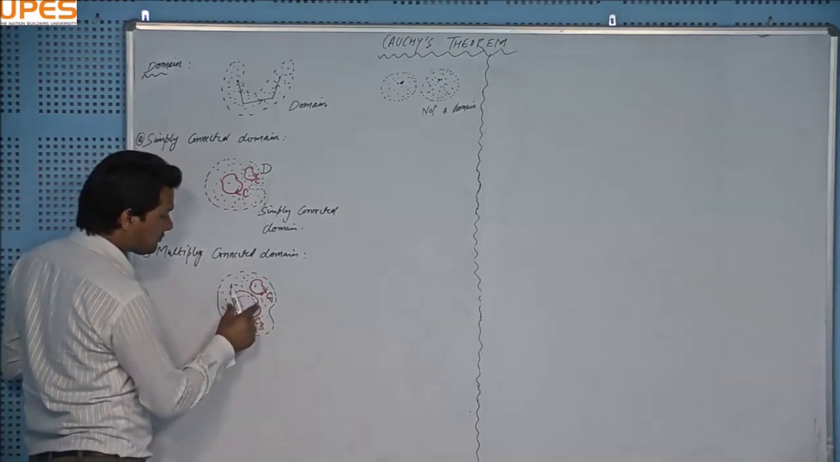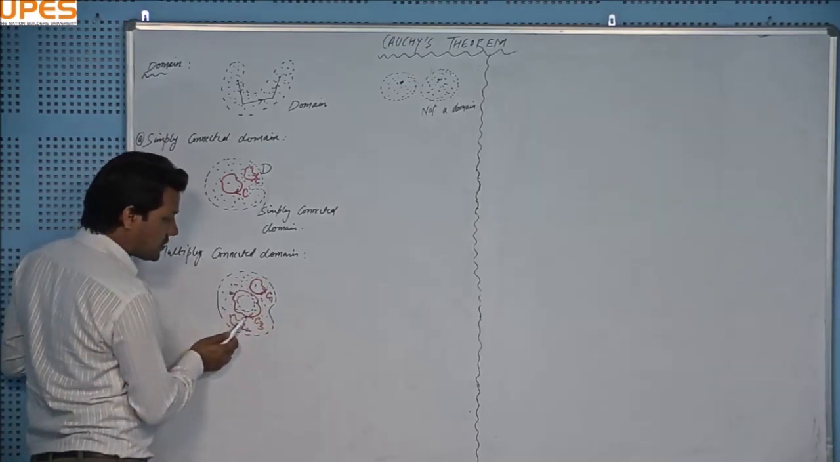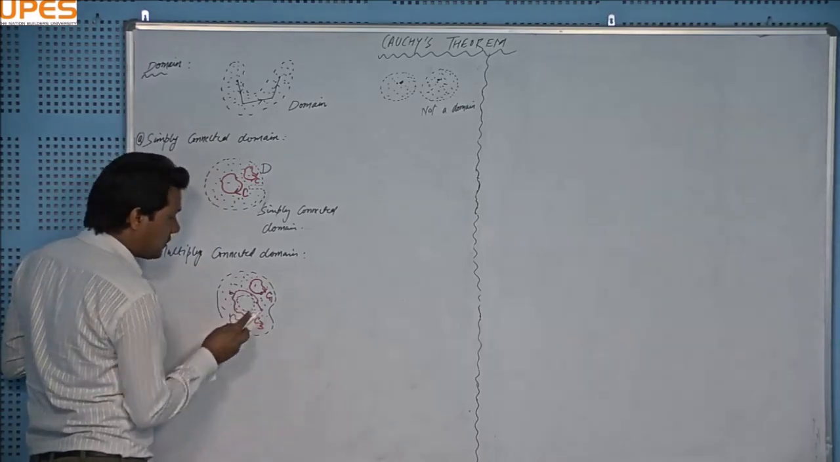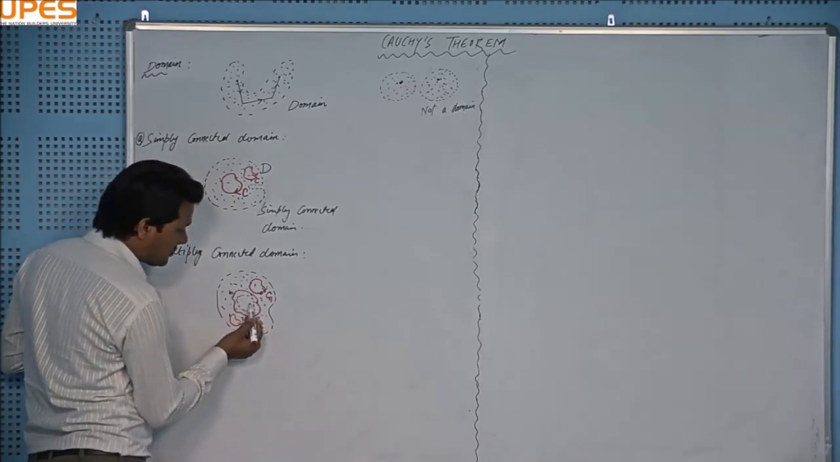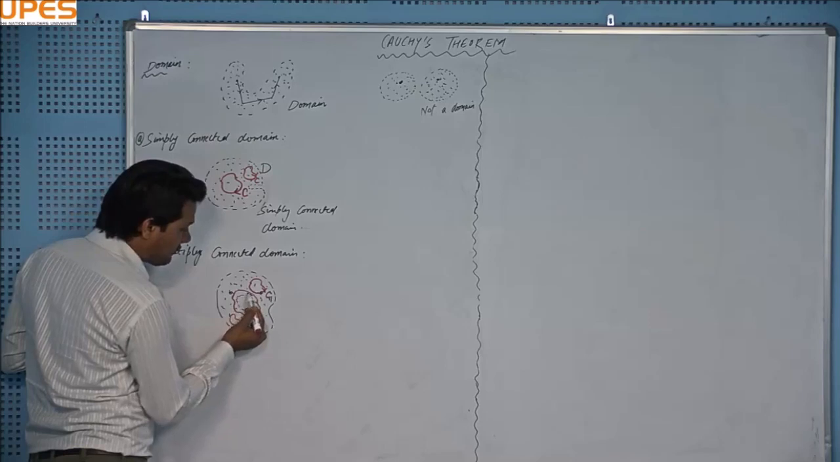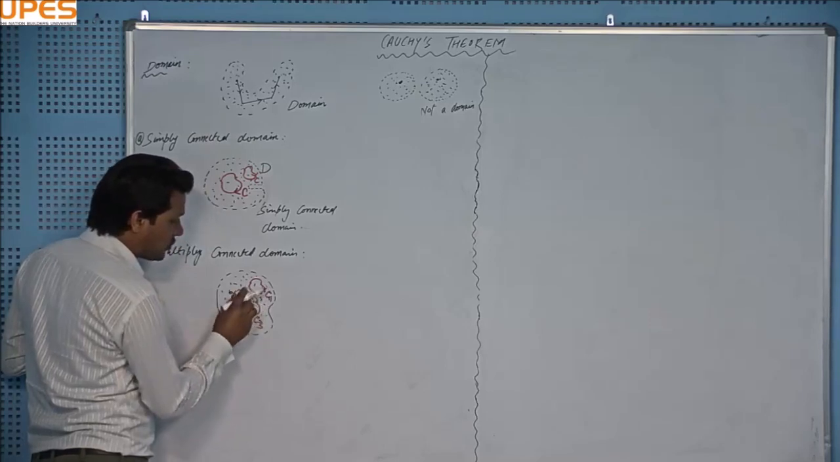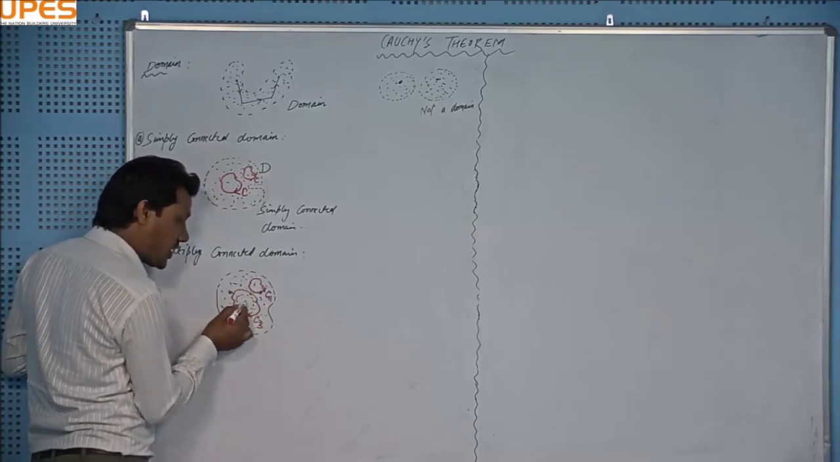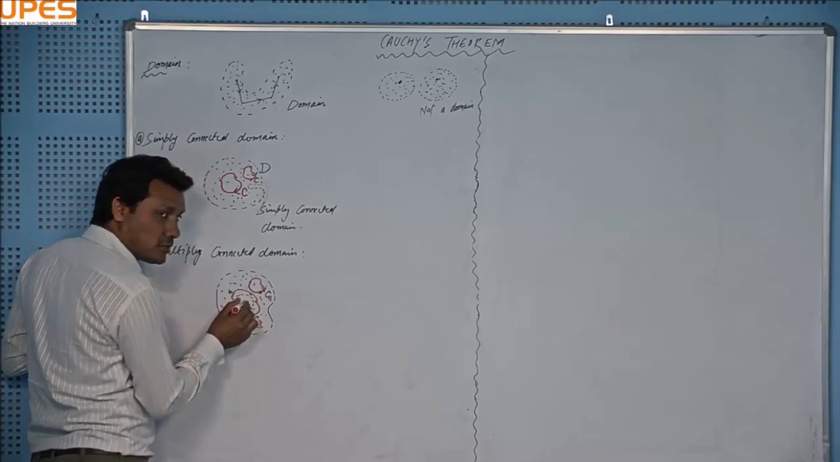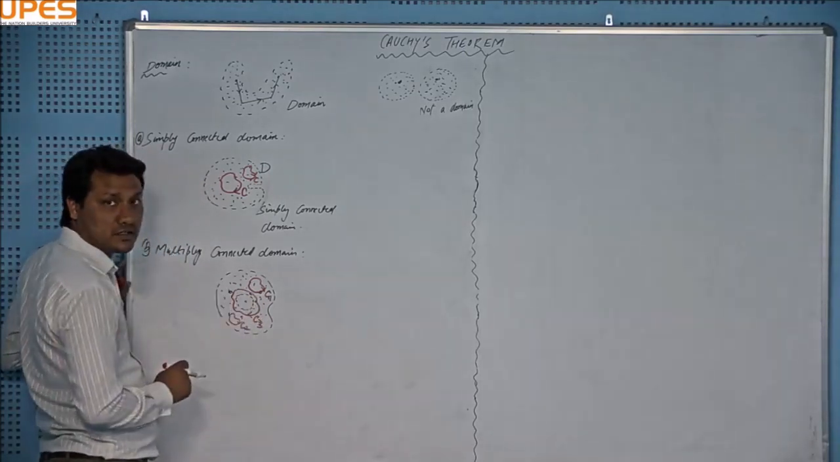In order to shrink this curve to a single point, it will go like this. It means it will appear like, due to the surface tension, it will shrink to a point, but that point will leave the domain D, right?